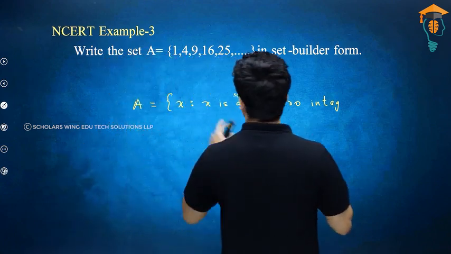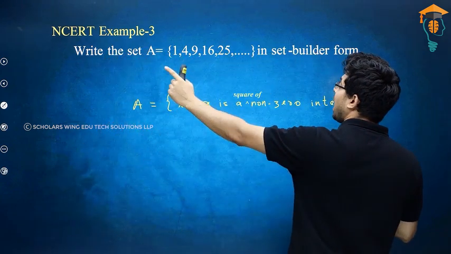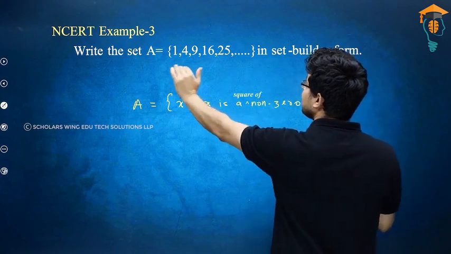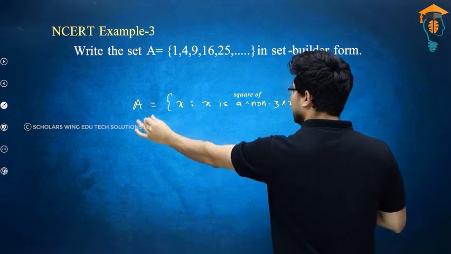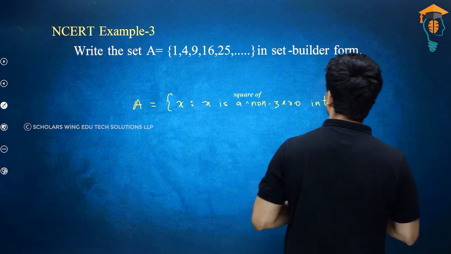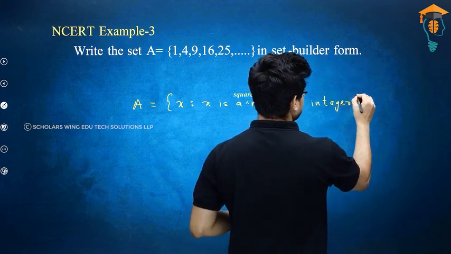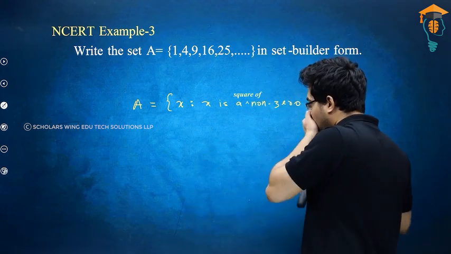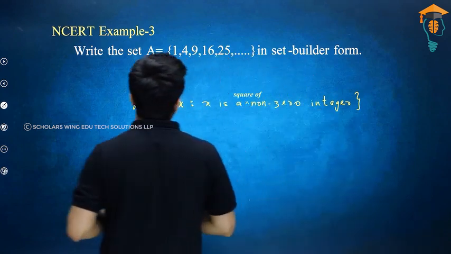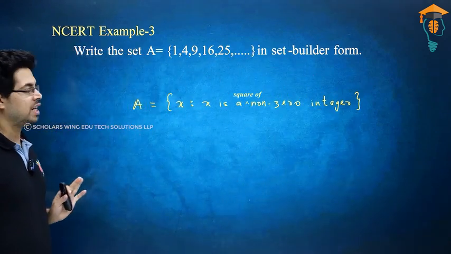Remember, x cannot be equal to 0 because 0 square is 0 and 0 is not featuring anywhere inside this set. So A is equal to x such that x is a non-zero integer. All right. Fine. So this is your set builder form.